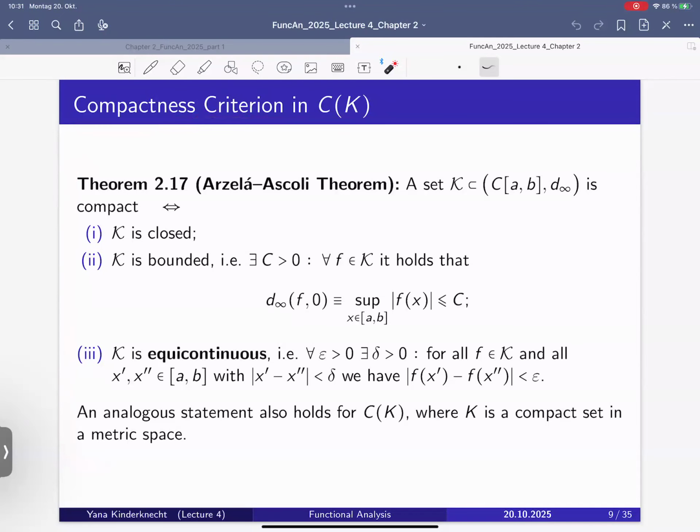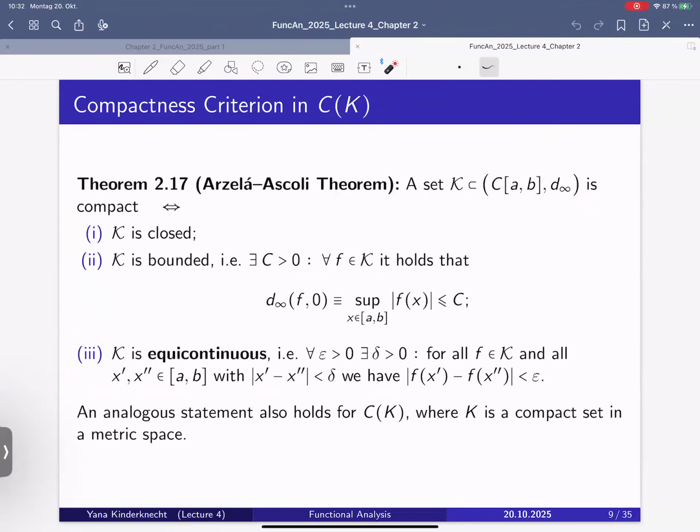We consider continuous functions defined on the segment from a to b, endowed with the supremum norm, so the metric which is generated by the supremum norm. For example, here is written the distance between f and 0 in this supremum norm distance. So consider a set K, a subset of the space of continuous functions with this supremum norm.